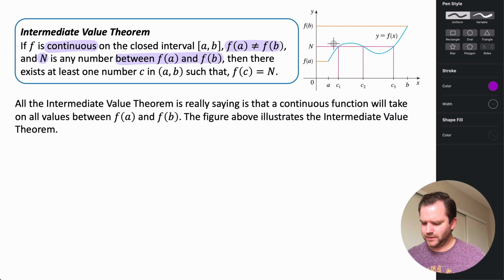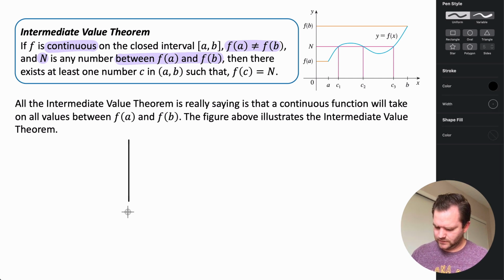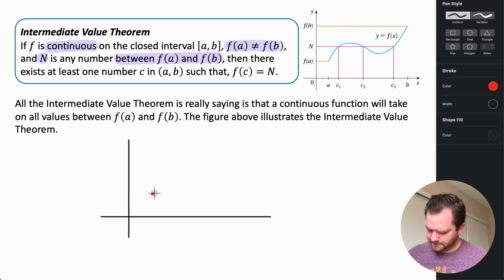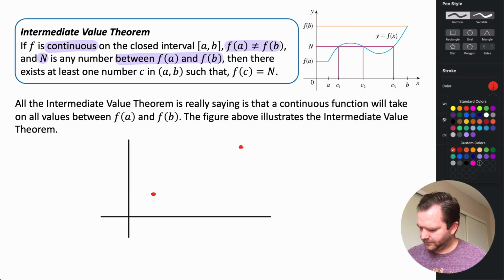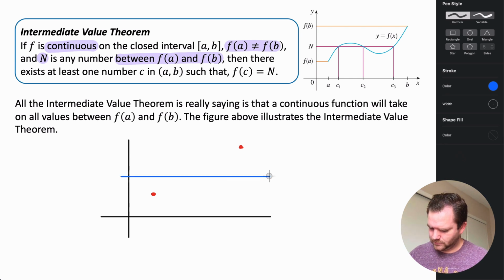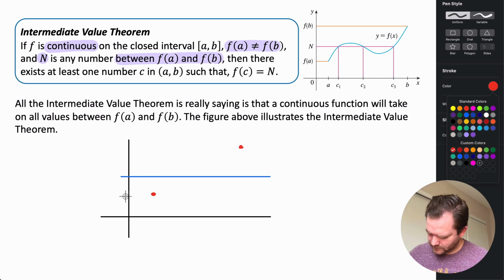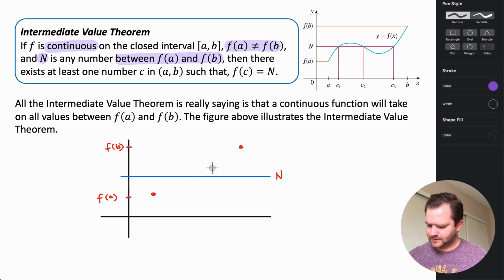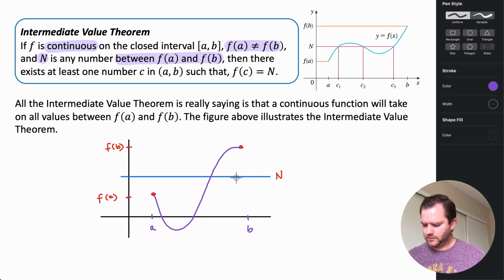So let's look at another version of this. If I have my axes here, let's say I have a point here, and I have a point here, and I have this random value that's in between those. So we have over here f of a, up here we have f of b, and we'll call this n. In order to get from a to b, if my function's continuous, I'm going to have to cross n. Even if I wanted to first go down here like this, in order for me to get up to f of b, I have to cross through n, no matter what.